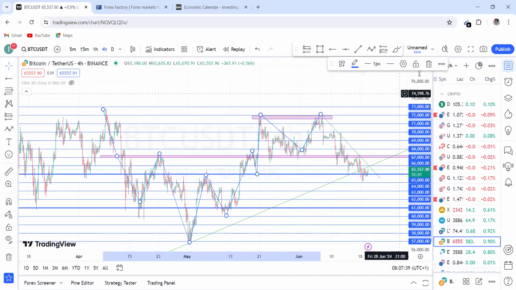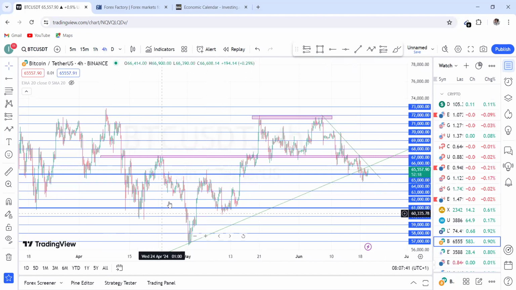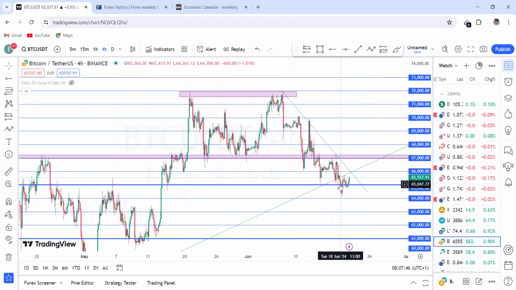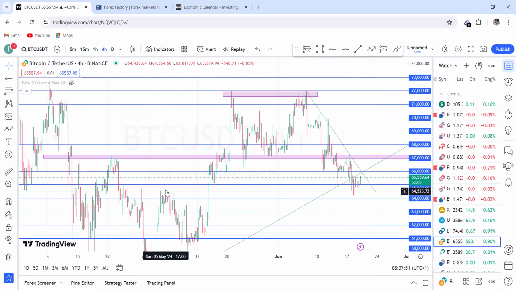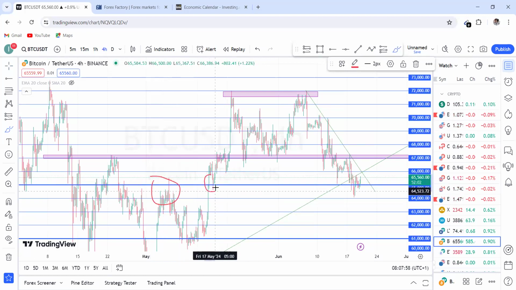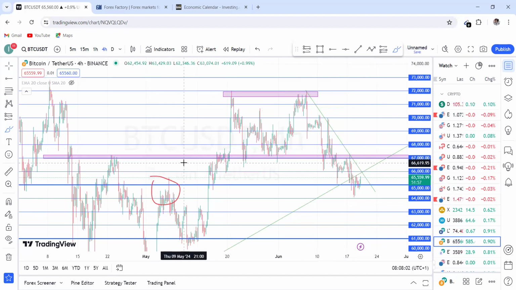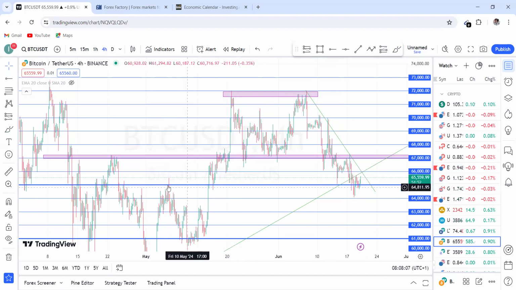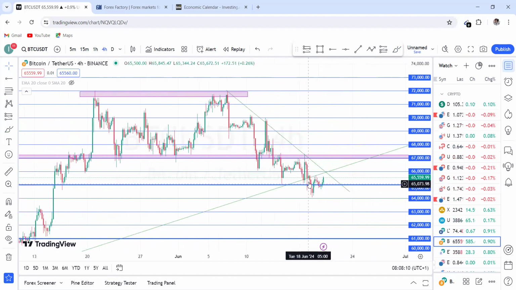Now, and now, why am I feeling that? Why am I having a buy bias on Bitcoin? The reason is this. It was this particular level. After it broke this level, retested it, that was when the movement to the upside started. So I'm only feeling that this level is going to be strong enough to resist this whole downtrend.